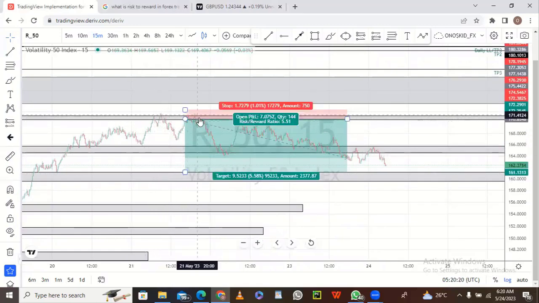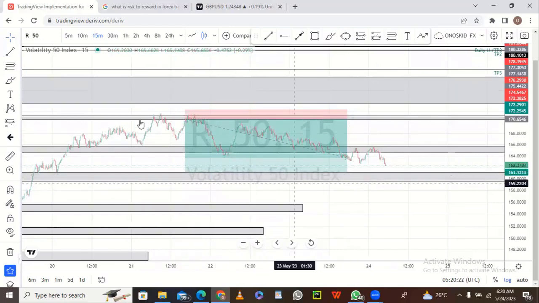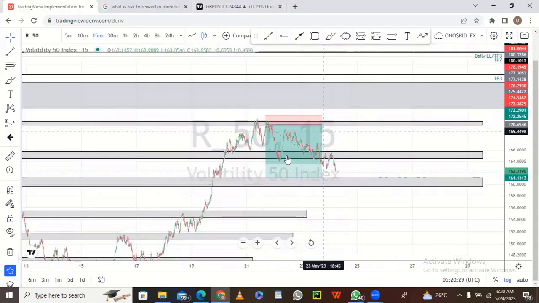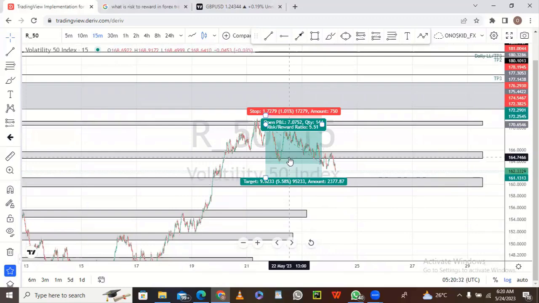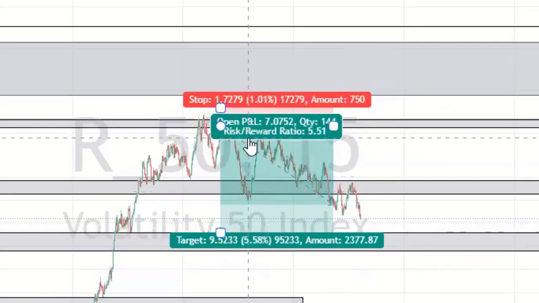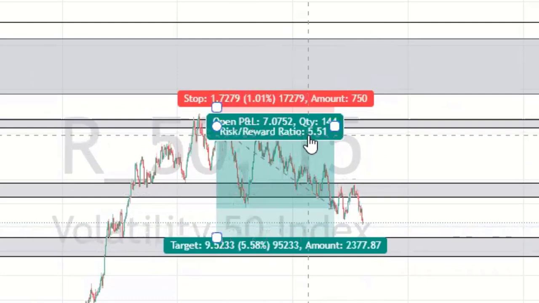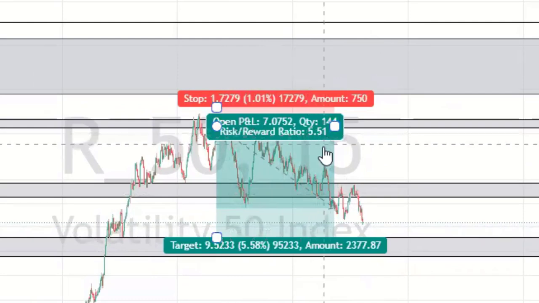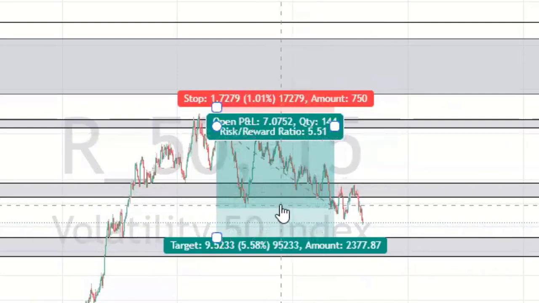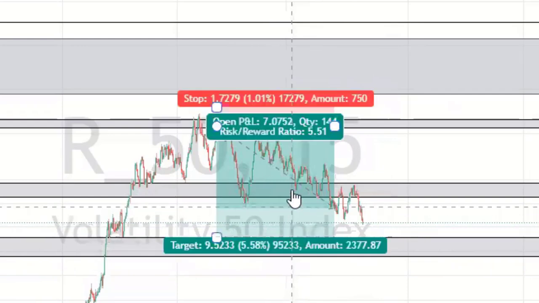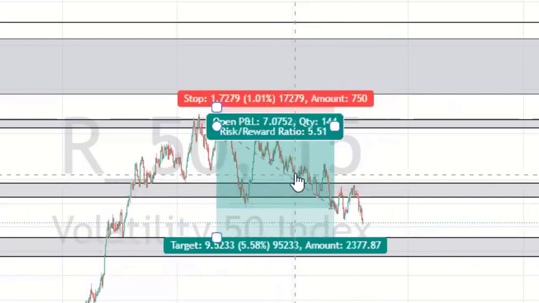You can see how many times the market came to this particular region to test, and then I was able to create this one. But now when you click on it, you can see the risk to reward is already written here. Look at this risk to reward ratio, which is 5.5. What that means is that for every $1 I am risking in this trade, I am making $5. You can see that is a crazy risk to reward. So for every $1 you're risking, you're getting $5.5.